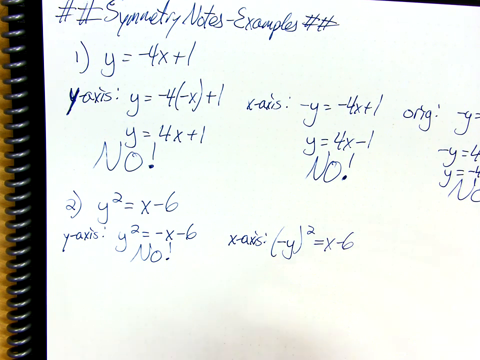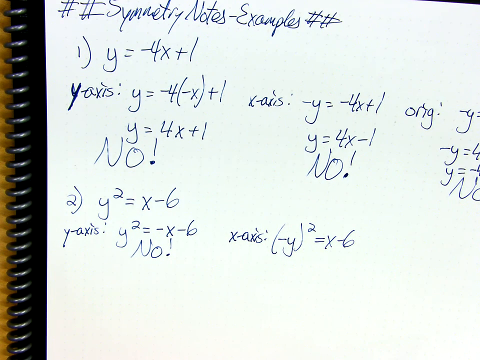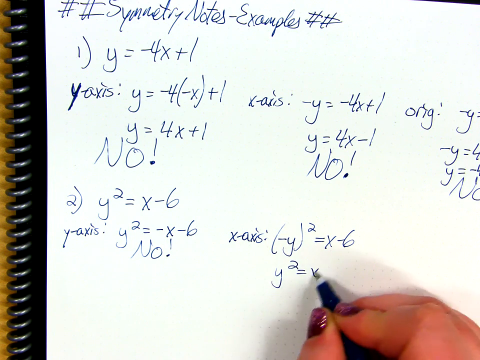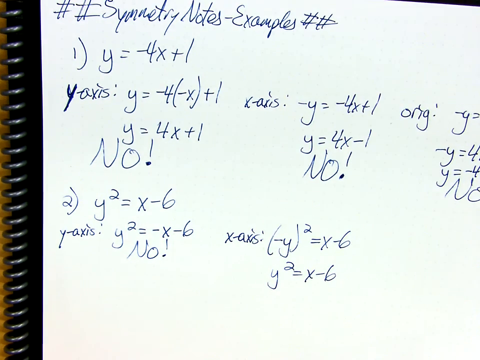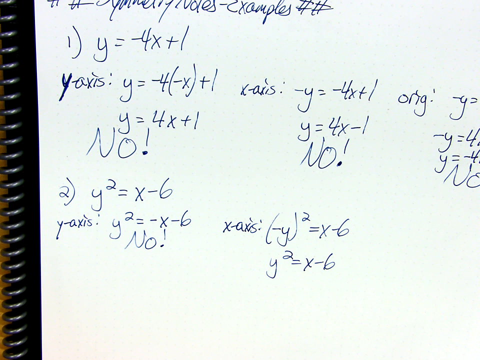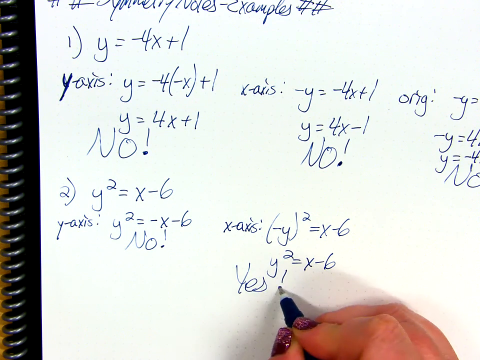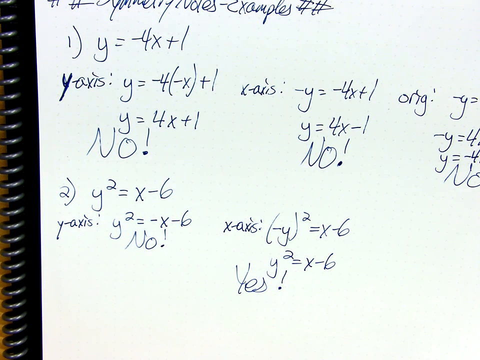X minus 6. Now, I can simplify this. What is negative y squared? It does come out to be y squared equals x minus 6, which does match my original. So that means this thing, if you were to graph it, you would be able to fold it over the x-axis, and those two halves are going to match exactly. So this is a yes. It is symmetrical over the x-axis.